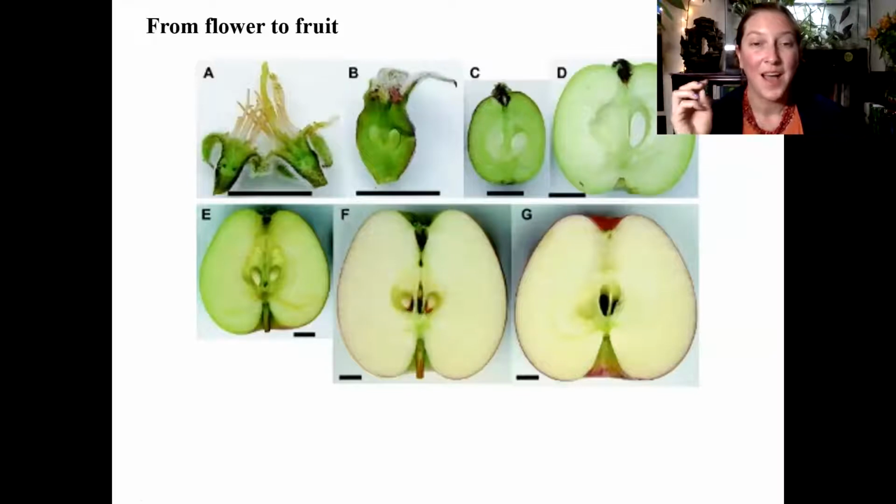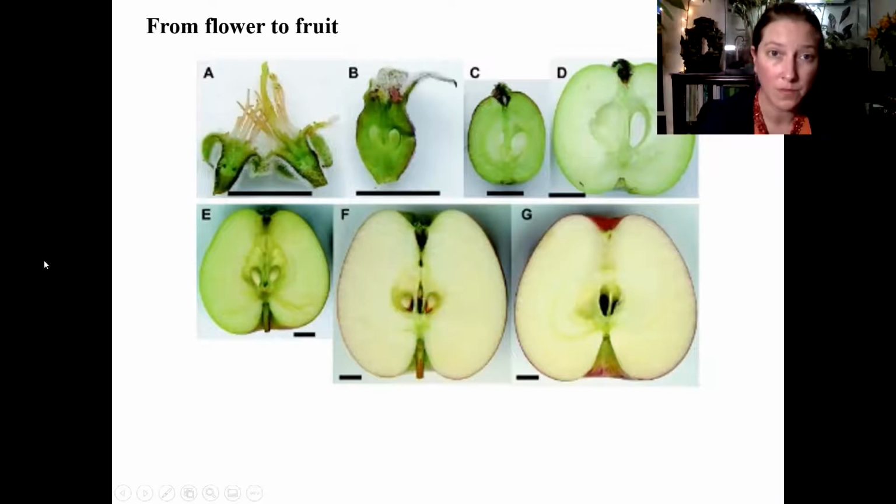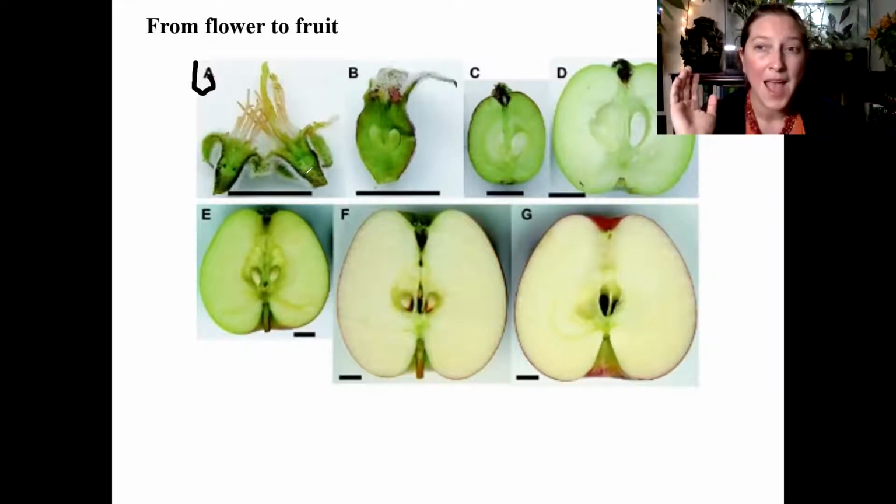Okay, so I don't know if maybe some of you are not aware of this, and that's okay. That's why we're in this class. So if you're eating a fruit, there used to be a flower there. If you're eating an apple, that apple was at one point a flower. So here you go. On the top here, this is an apple flower in A. These are actually 2 apple flowers.